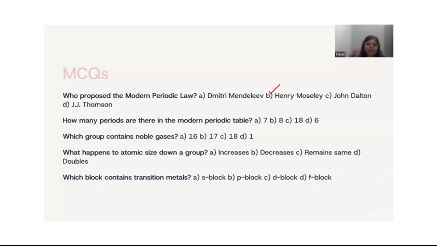Okay, what happens to the atomic size down a group? Please let me know in the comment box. Does it increase, decrease, remain the same, or double? Okay, which block contains the transition elements? We had studied that one of these blocks, the elements in that block, are also known as transition metals, right? So answer these questions and check how much you have learned today in the class.